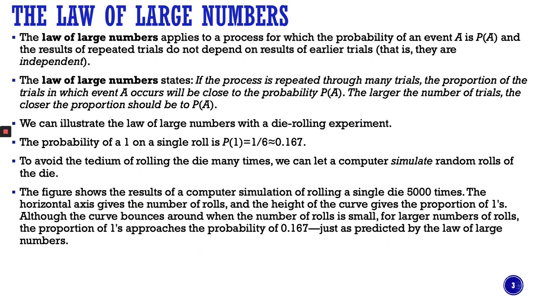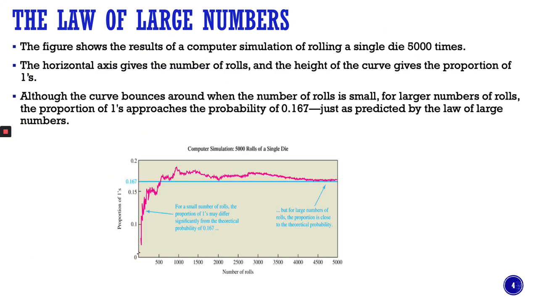To avoid the tedium of rolling the die many times, we can let a computer simulate random rolls of the die. The figure shows the results of a computer simulation of rolling a single die 5,000 times. The horizontal axis gives the number of rolls, and the height of the curve gives the proportion of ones. Although the curve bounces around when the number of rolls is small, for larger numbers of rolls, the proportion of ones approaches the probability of 0.167, just as predicted by the law of large numbers.